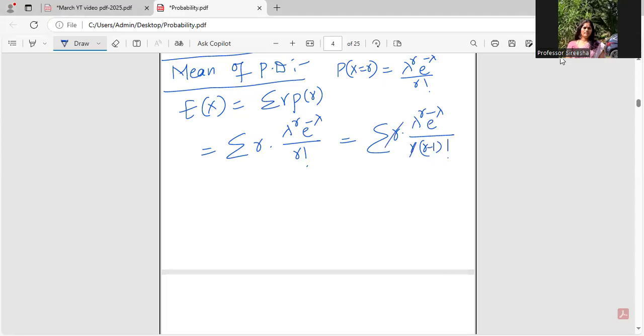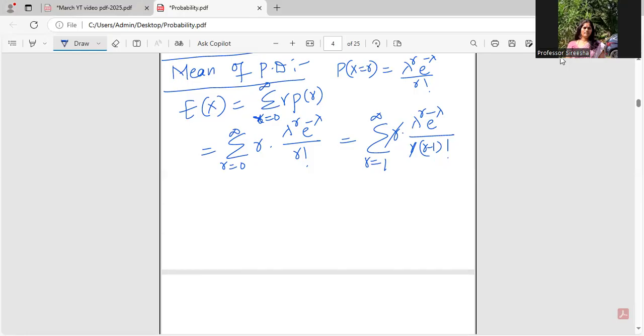Now, as I have said, as n is tending to infinity, the number of trials is increasing, so R also will be very huge. R is starting from 0 to infinity. But 0 minus 1 factorial doesn't exist, so I should start this R from 1 to infinity, because minus 1 factorial is invalid.